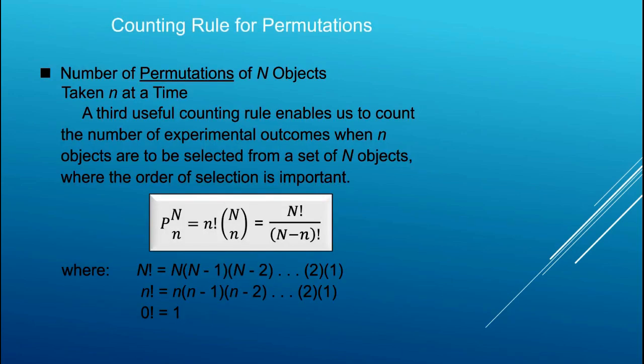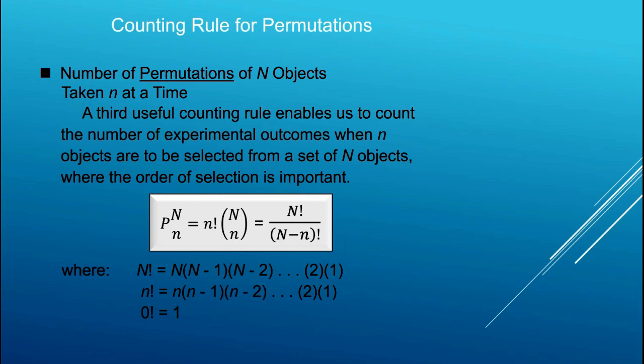Here's our second counting rule, a counting rule for permutations. First, anytime you see the word permutation, I want you to remember that the order of the objects matters. So permutations imply that the order of objects matters. In other words, we can have the same objects in a set, but if we list them in a different order, then it's considered a different permutation. You'll see this in some examples that follow.